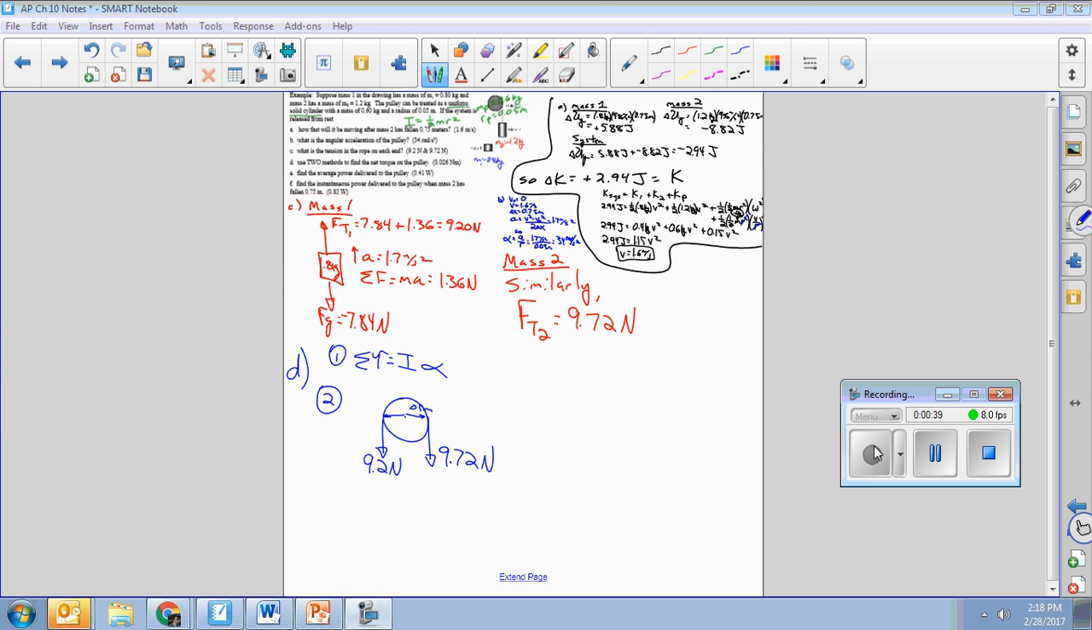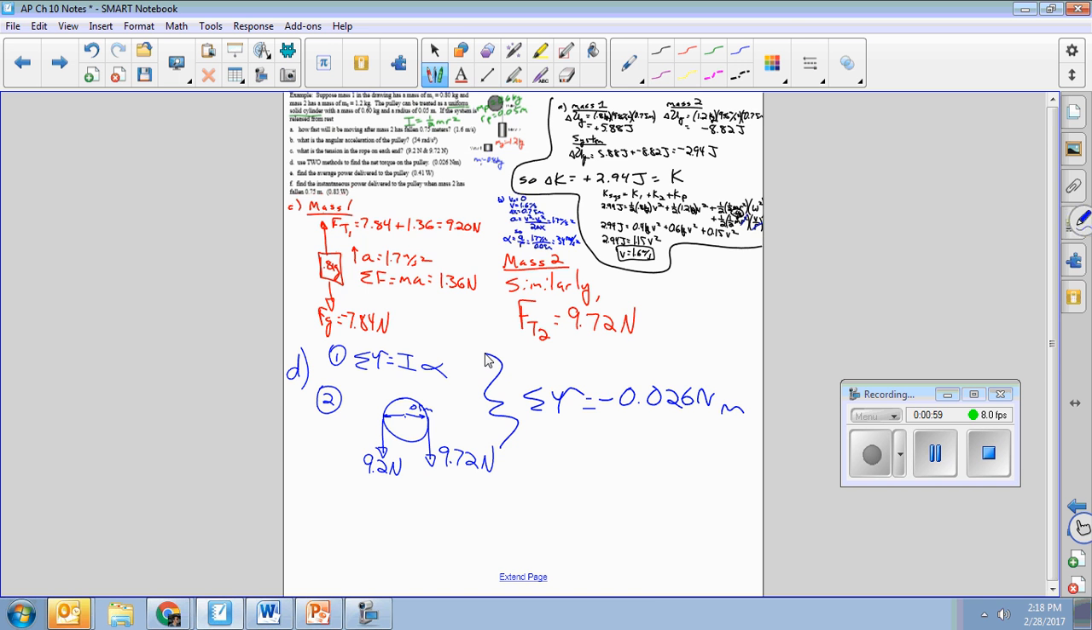So very good. If you do that, the net torque ends up being, like I said in class, negative 0.026 newton meters. Okay, so finally E and F. These are new equations to this section. E and F ask you for the average power and the instantaneous power.